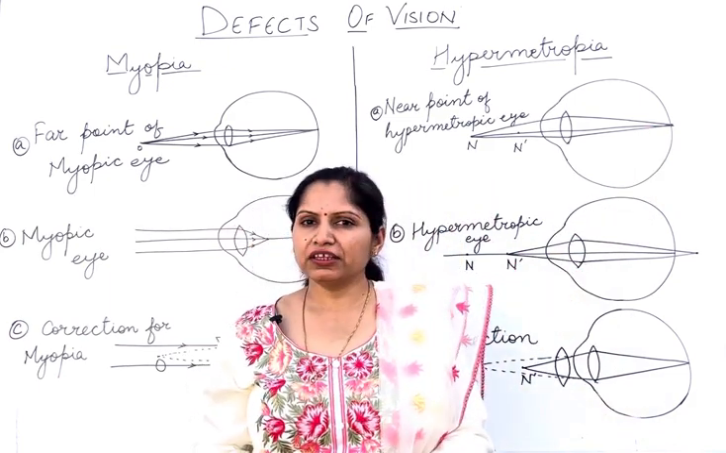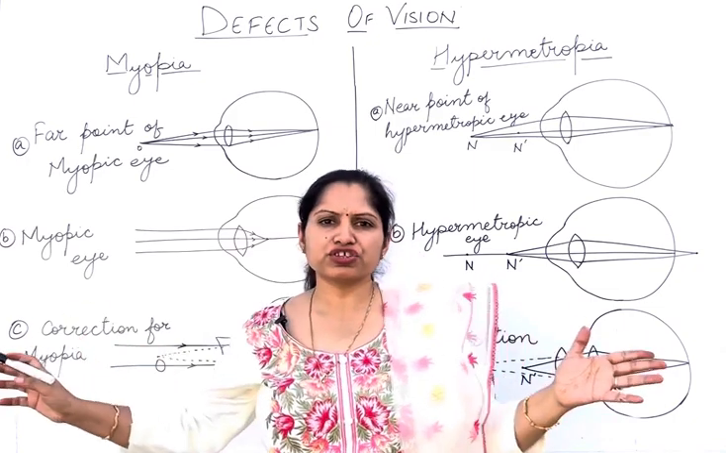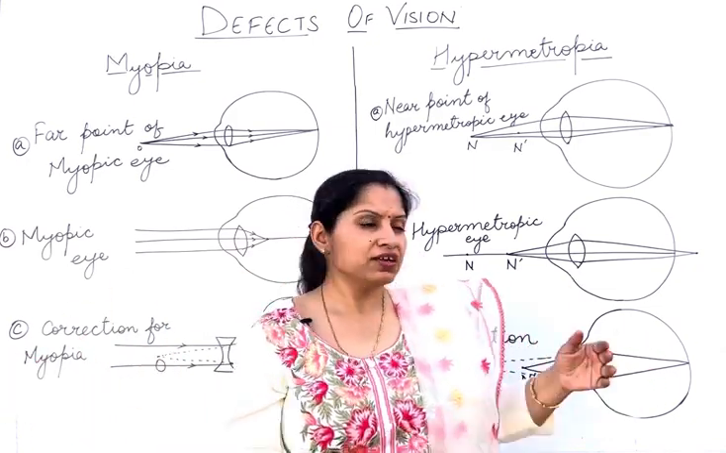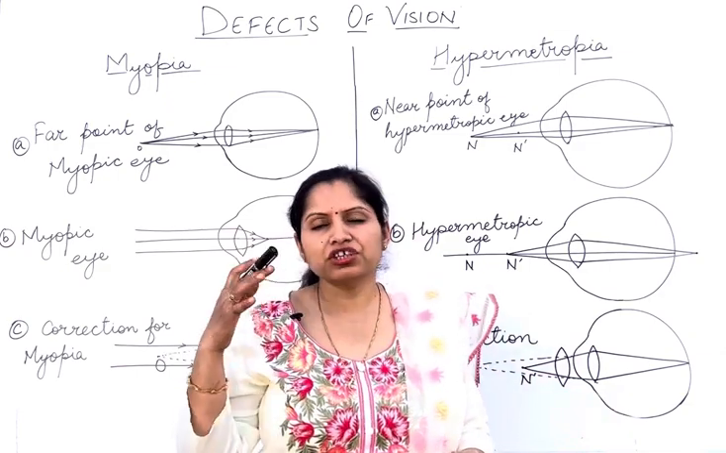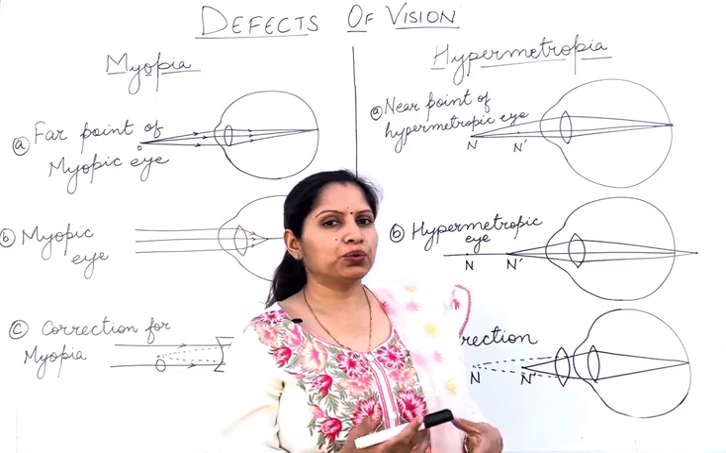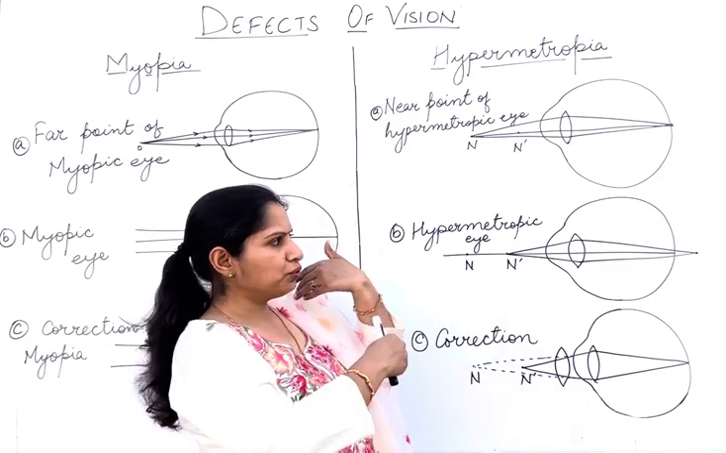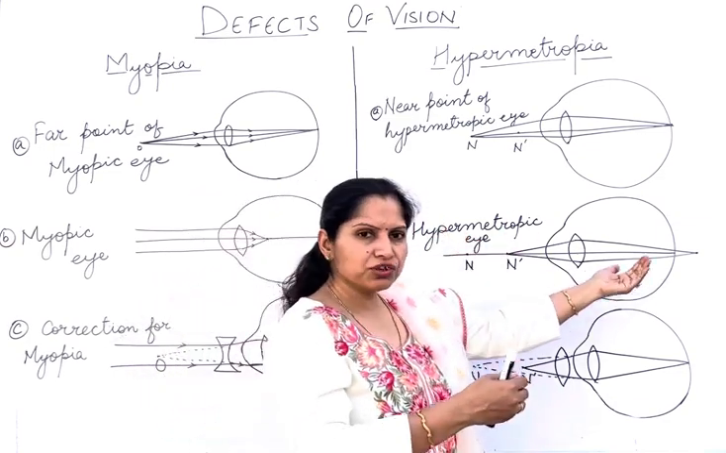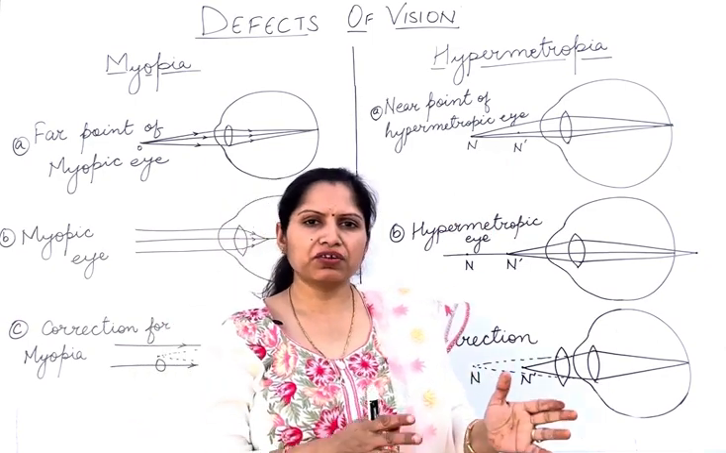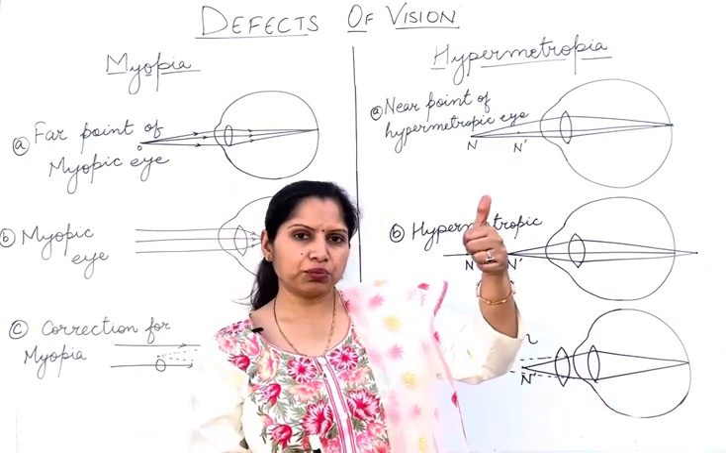What could be the reason for that? That is just the opposite of myopia. In myopia, we have seen too much convergence was there. So here, the converging power of the eye is less. Then the light rays will not converge on the retina, but will converge behind it. So the converging power of the eyes is less. That could be one cause.